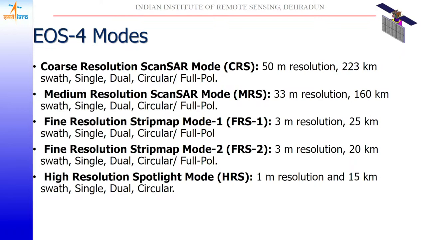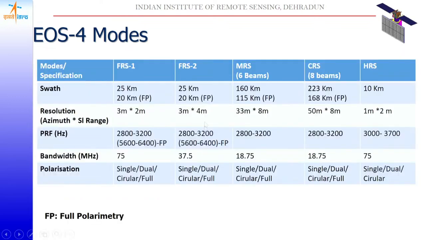Next, better than 3 meter resolution, we also have 1 meter resolution, which is called the high resolution spotlight mode, the HRS mode. That is the spotlight mode. Full polarimetry is not available in spotlight mode; in the other modes we have full polarimetry. So these are some of the basic parameters of the different modes: FRS1, FRS2, MRS and CRS.